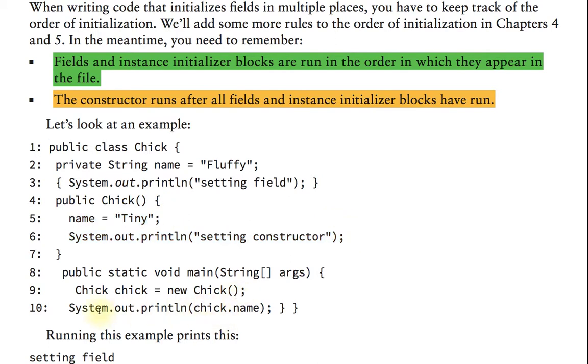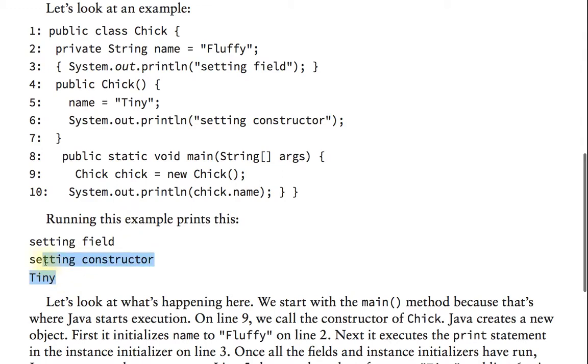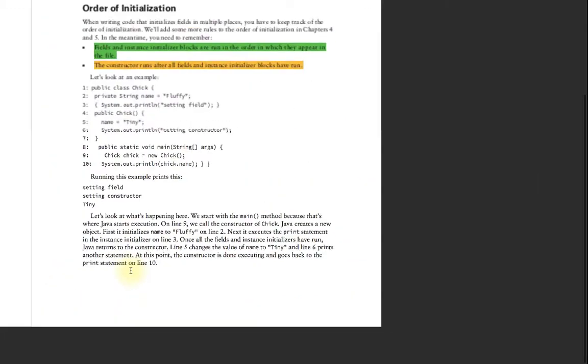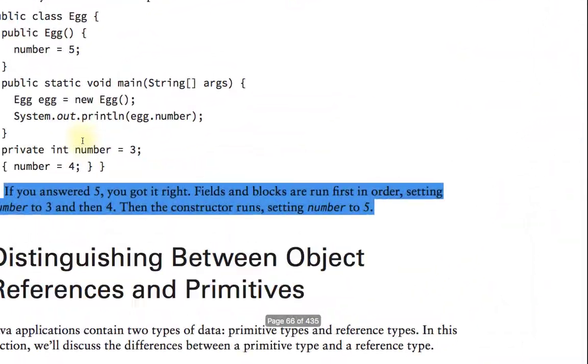What does it say? Oh, it's a print statement. Okay, what does it print? It's chick.name. So what is currently assigned to chick's name? Name is reassigned with tiny. So what will be our output? Our output will be setting fields first, then setting constructor second, and then third will be tiny. Look at this. That's what we just discussed. And then look at this example over here.